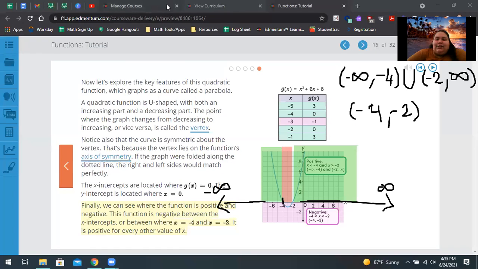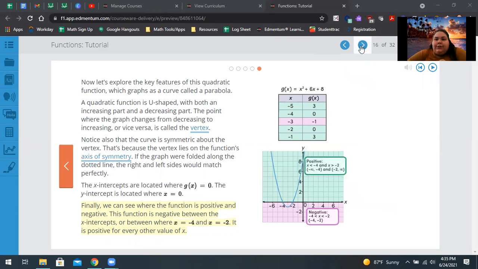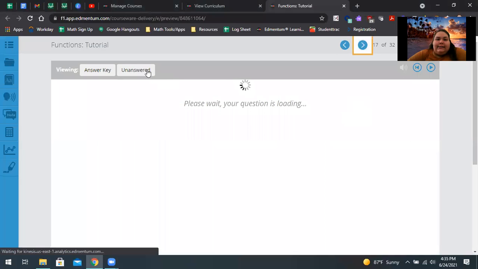Here we can't say it's actually negative 4 or negative 2 with the bracket, because negative 4 and negative 2 are like our in between. It's not positive, but it's not negative either. So that's when we would put an open parenthesis. So those are some of the key features for that lesson activity.